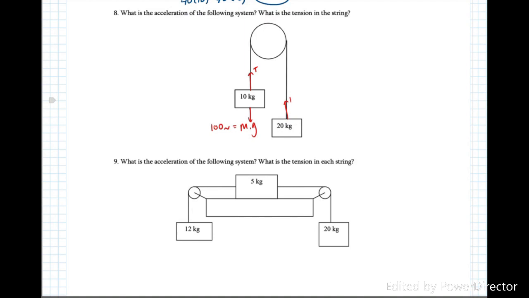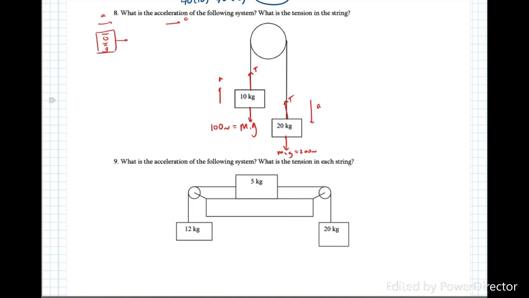And then for the 20 kilogram mass, I've got tension up and weight down, m2g. And again, that's how we're going to describe weight every time, m2g. We're going to go ahead and calculate that. It's 200 newtons. Since 20 kilograms is bigger, the 10 kilogram object is accelerating up, the 20 kilogram object is accelerating down. We're going to go ahead and do the easy way, which is where we line up our accelerations to be in the same direction.